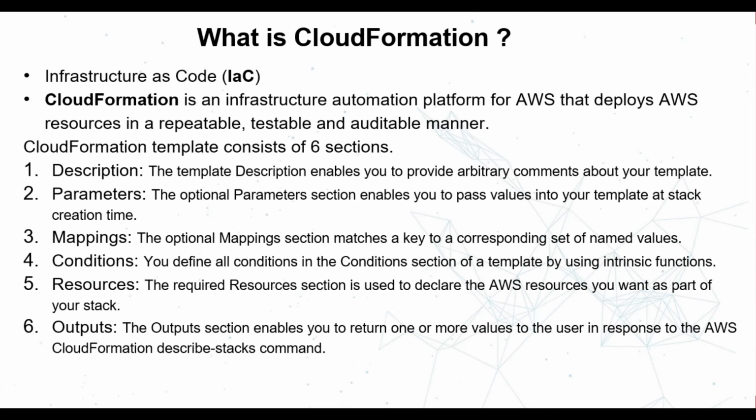Now there is the last section, that is the outputs. This section of the CloudFormation template enables you to return values for the user. For example, you want to create an EC2 instance and you want to output the ID of the EC2 instance, or you want to output the public IP or the private IP of the EC2 instance. Then you can define it in the outputs section. So this is CloudFormation.